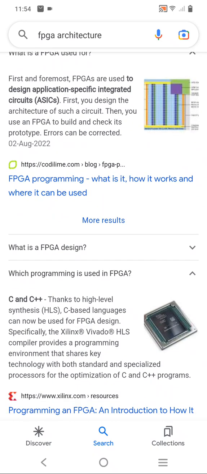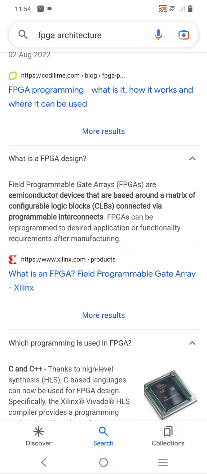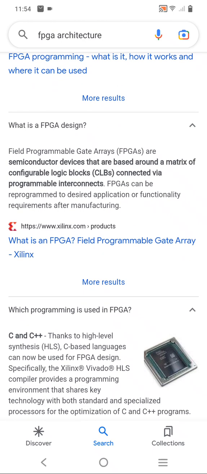What is an FPGA design? Okay, field programmable gate arrays are semiconductors that are based around a matrix of configurable logic blocks. Okay, so if you have a huge matrix kind of system with different logical blocks, and you want the whole thing programmable with interconnects, and then finally you want the output coming in for signal processing and other things, they use what is called an FPGA, okay. So field programmable based on a matrix. Matrix is a huge thing.